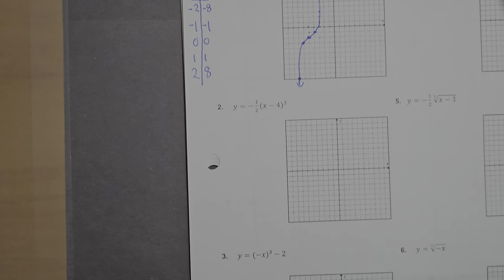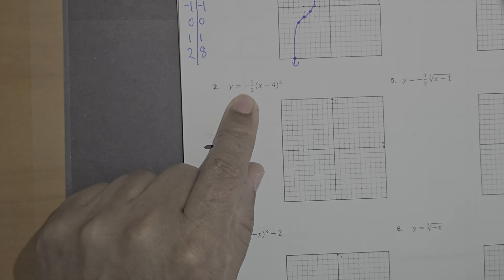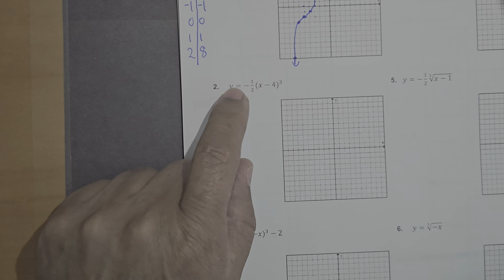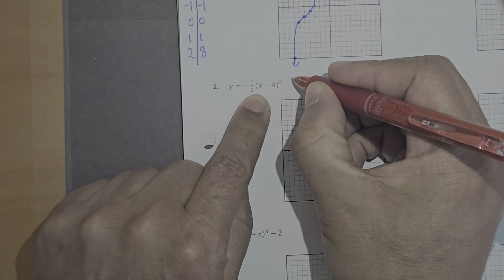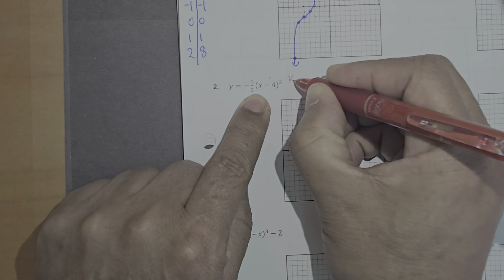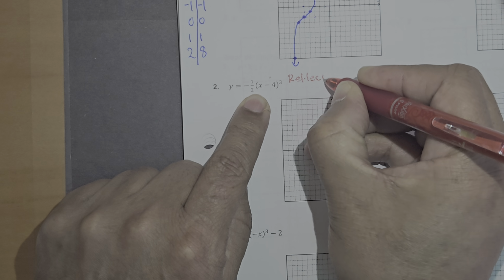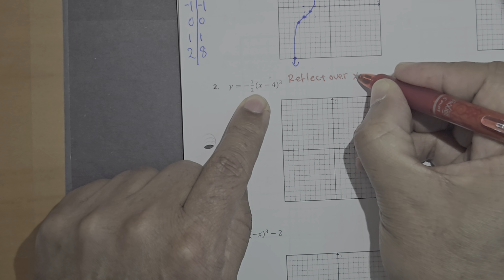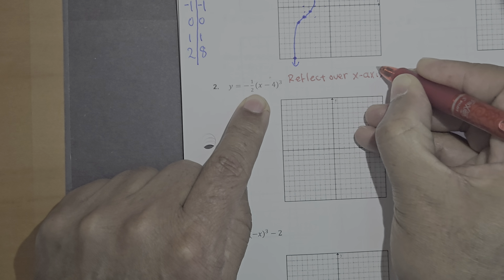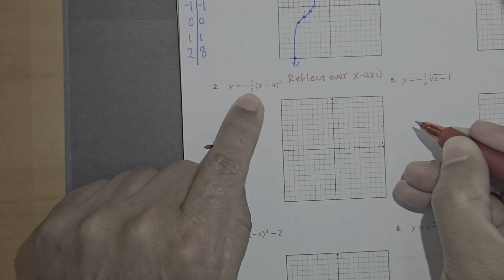So then let's go on to the next example. First, let's note the transformations. There's a negative in front of the parentheses. So that negative is going to make the graph reflect over the x-axis. Okay, whenever you see a negative in front of the parentheses, that's what happens.